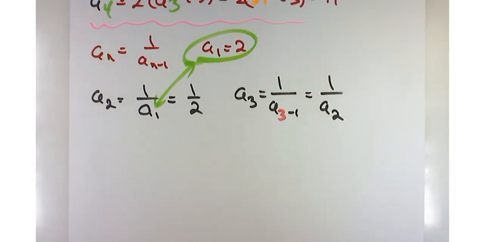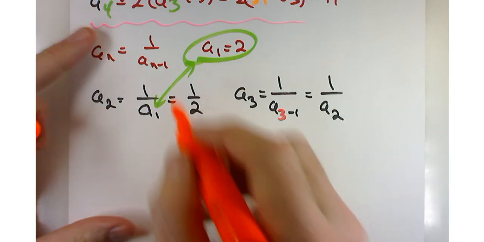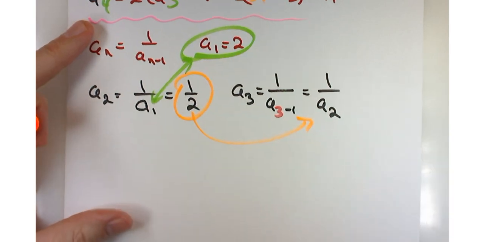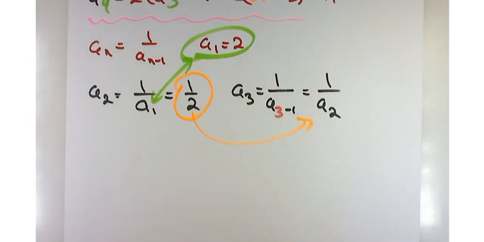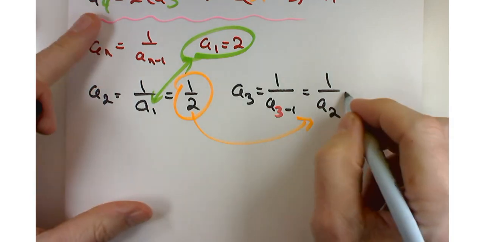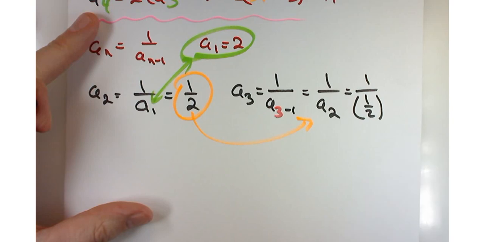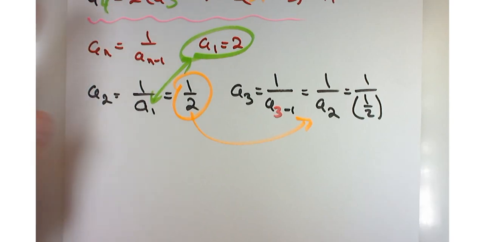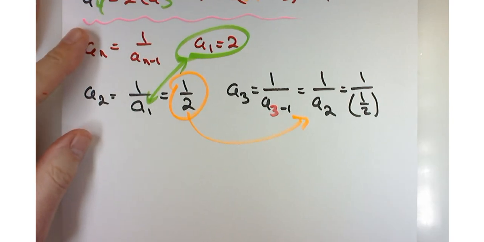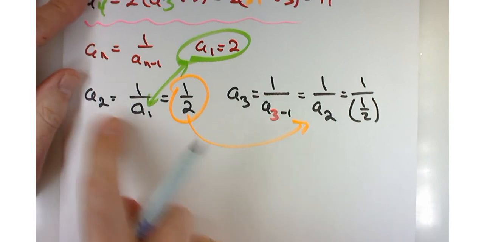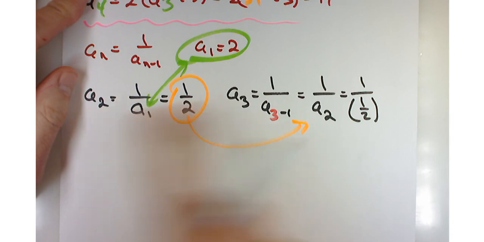But we know what a sub 2 is, right? What does a sub 2 equal? A sub 2 equals 1/2. So let's put that in here. So now it's 1 over 2. It's a quarter though. So you're just solving it. Each time we get one, we can get the next one.